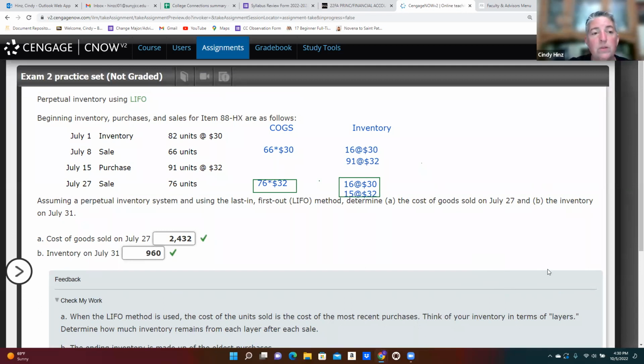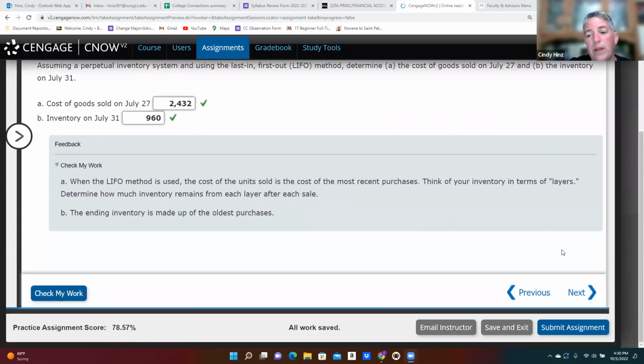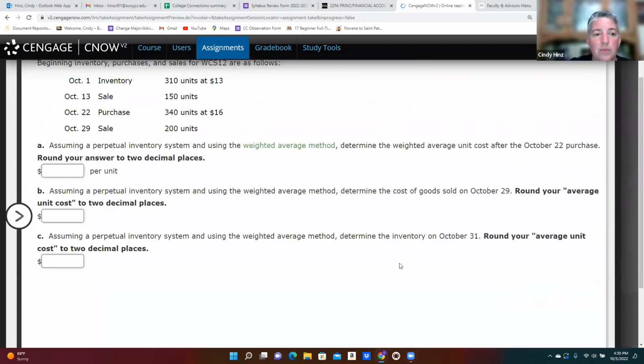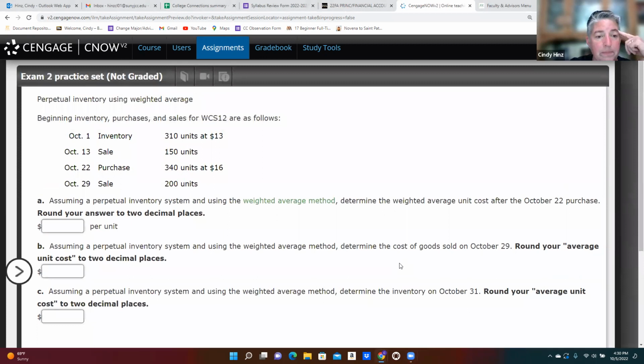So LIFO, last in, first out. We keep the oldest stuff, we sell the newest stuff. In a period of rising prices, the oldest stuff is, of course, the less expensive. And so our ending inventory has a lower value and our cost of goods sold is a higher cost compared to FIFO, which is the other extreme, highest ending inventory, lowest cost of goods sold, and weighted average cost is going to be somewhere in the middle.